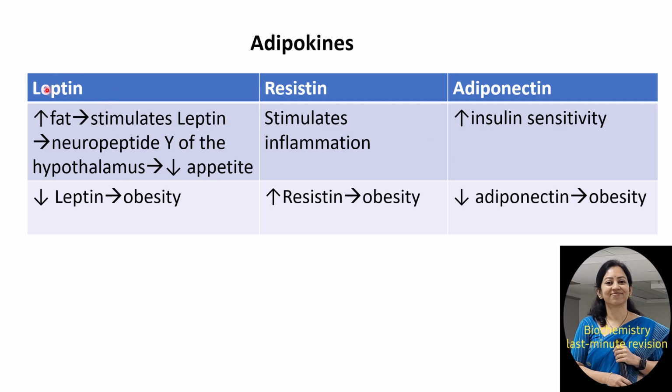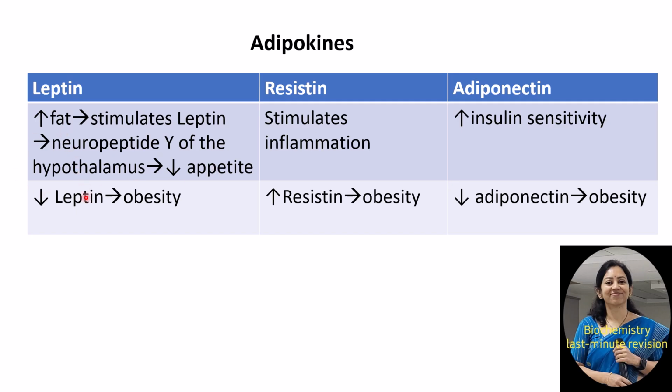Leptin: whenever we consume a large amount of fat, or when a large amount of triglycerides is present in the adipose tissue, it will stimulate the synthesis of leptin. This leptin will in turn stimulate neuropeptide Y of the hypothalamus, and this will decrease the appetite. So this is one side. Leptin is considered to be a regulator of satiety or hunger.